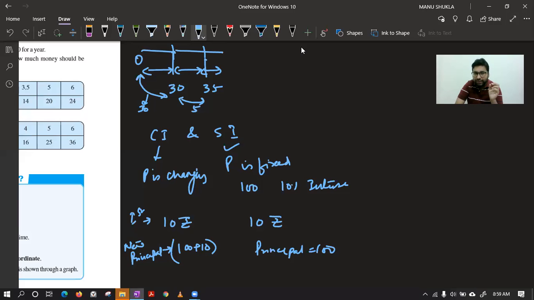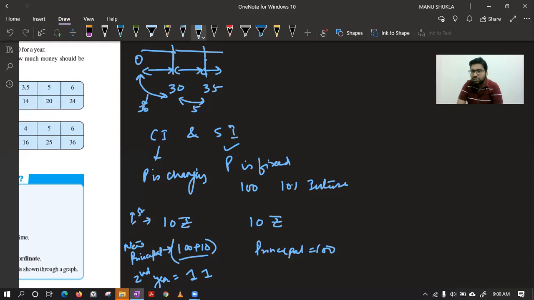Now the interest after end of second year will be how much? Please tell me. If the new principal is 110, how much interest will you get at the end of second year? Just find 10% of 110 and tell me the answer. 10% of 110. Everyone, what happened? Okay, it is 11 rupees.